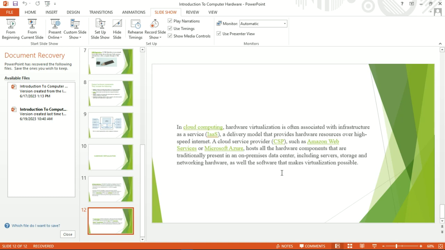So in cloud computing, hardware virtualization is often associated with infrastructure as a service, a delivery model that provides hardware resources over high-speed internet. A cloud service provider such as Amazon Web Services and Microsoft Azure hosts the components that are traditionally present in an on-premise data center.